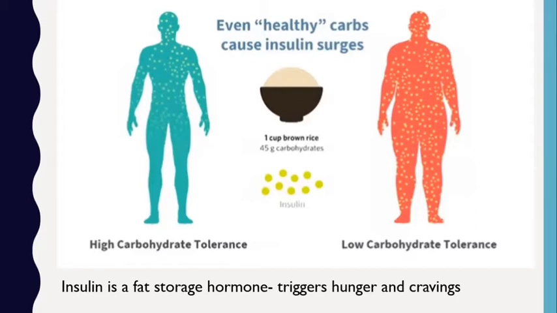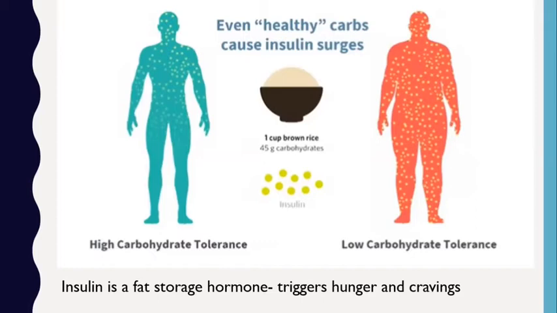What ends up happening is that the body ends up storing a mass of fat, because if it can't go into the muscle cells, it gets stored in fat cells. And that's why they tend to gain a little bit more weight. What also happens is that their body tries to produce more insulin since the normal amount of insulin that's being released is not doing the job. And insulin is a fat storage hormone. So this triggers hunger and cravings.